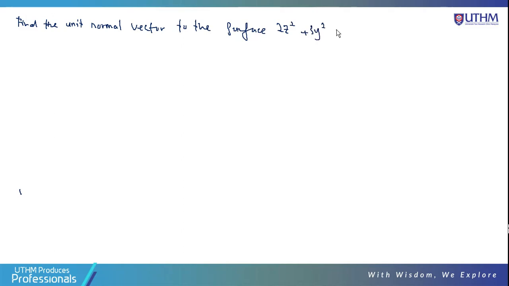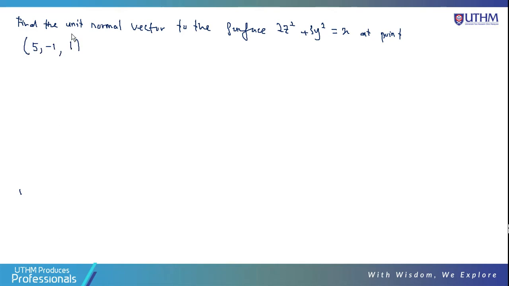Okay, let's see the question given. Find the unit normal vector to the surface z² + 3y² = x at point (5, -1, 1). Okay, this is the way.